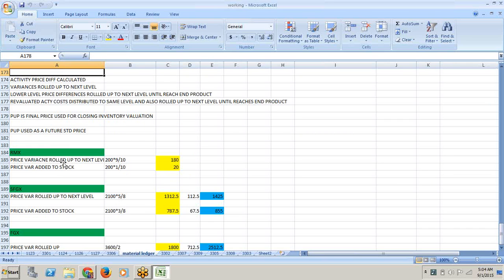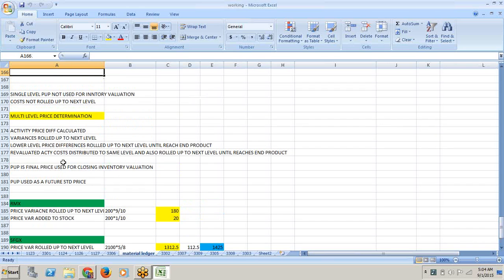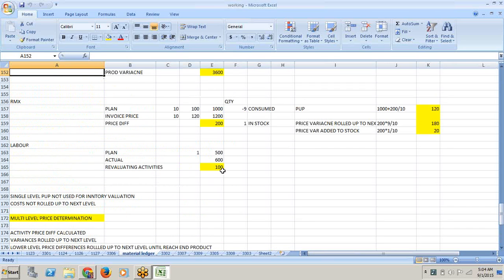So here, how many activity hours are we using? Assume for 1 hour the plan is 500 rupees, and when it comes to actuals, it is 600. So the revaluation is 100 rupees.